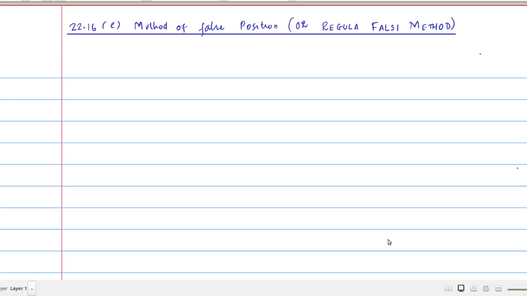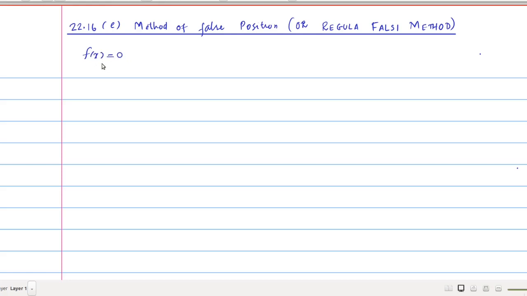Hi all. In the new two methods introduced to find the roots of equations, transcendental or algebraic equation. So the first method is the method of false position, also called the regular falsi method. It is known by two names. The first name is method of false position. Okay. The second name is regular falsi method. Okay. So we start with the equation f of x equal to 0.